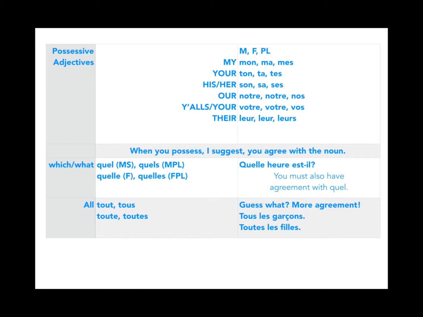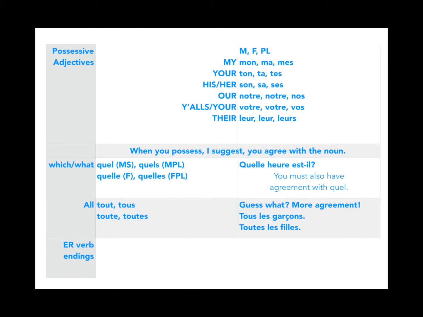Okay? And guess what? More agreement. You have to make these words agree with their noun too. So do you see how this whole page has words that have to agree with the noun that they're talking about? The possessive adjectives, which, what, and all have to agree with their noun. Okay? So if you say tous les garçons, you would use tous, T-O-U-S. If you say toutes les filles, you would use T-O-U-T-E-S.